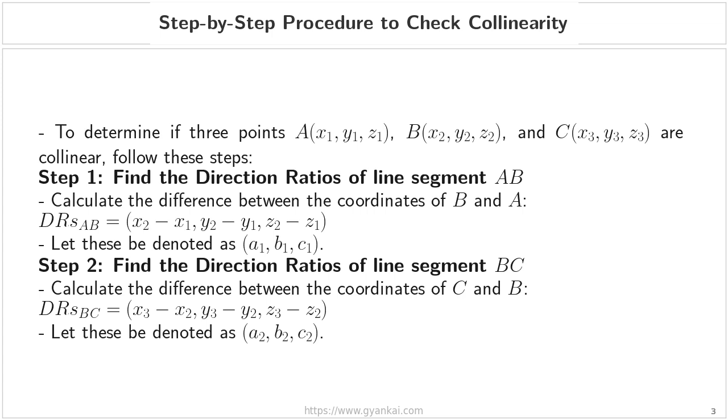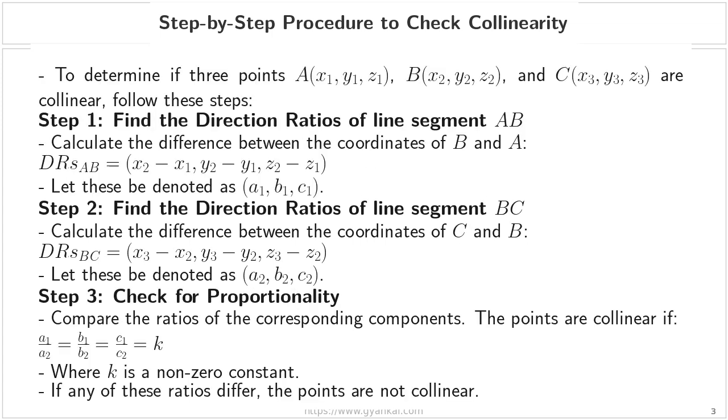Finally, in step 3, we perform the test for proportionality. We need to compare the corresponding components of our two sets of ratios. The points are collinear if the ratio of a1 over a2 equals the ratio of b1 over b2, which in turn equals the ratio of c1 over c2, all equaling some non-zero constant, k essentially. If these fractions all result in the same number, the segments are parallel.